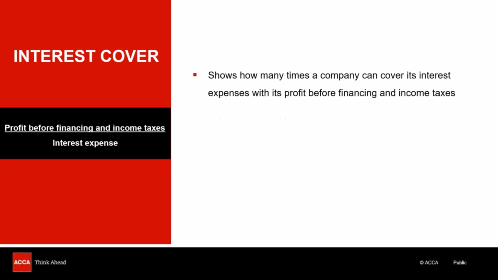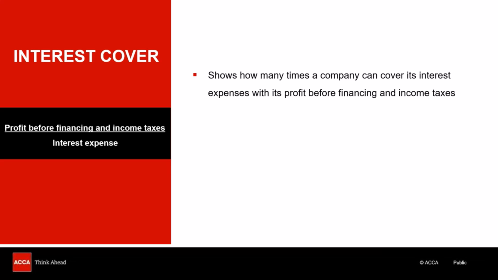Interest cover shows how many times a company can cover its interest expenses with its profit before financing and income taxes. It shows the strength of the company, how much profit they have earned, and what is their capacity, how many times can they pay the interest expense if it arises. The higher the number, normally the better it is considered to be. However, normally a figure of 4 times is considered to be good, and something less than 2 times is considered to be a dangerous zone.